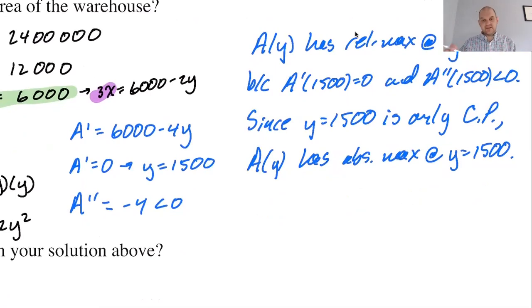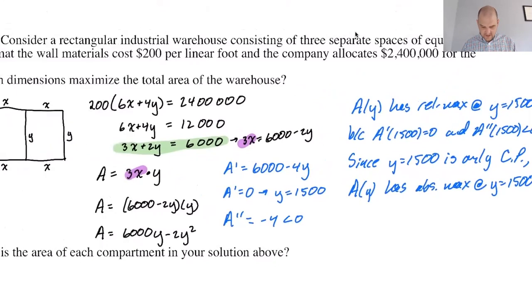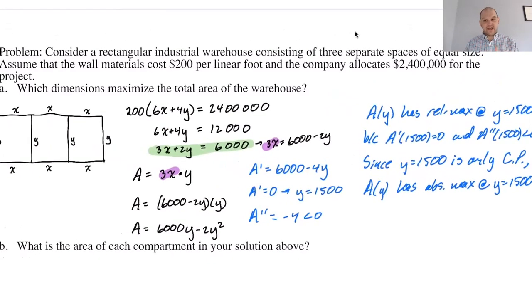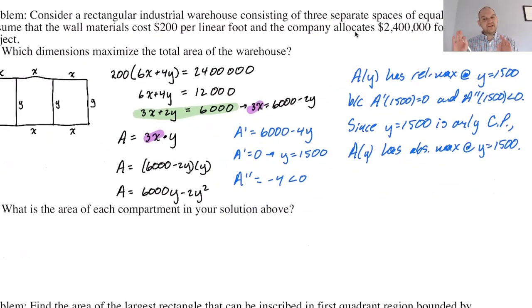What's nice about it is with the candidates test, you have to find the area, and we didn't need to do that. We just needed the dimensions that maximized it. So it's always in your mind as soon as you don't need the actual value of the function.